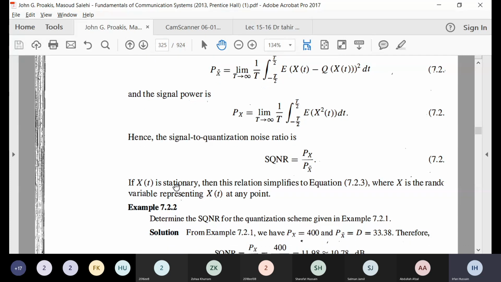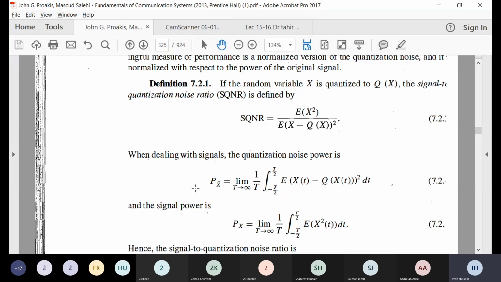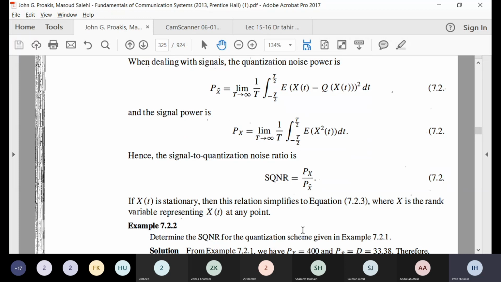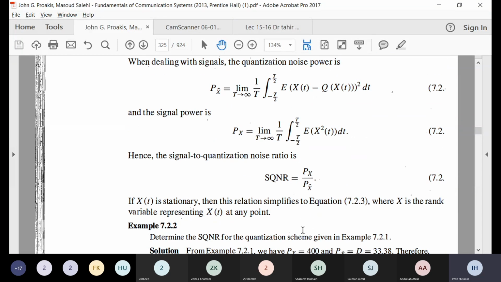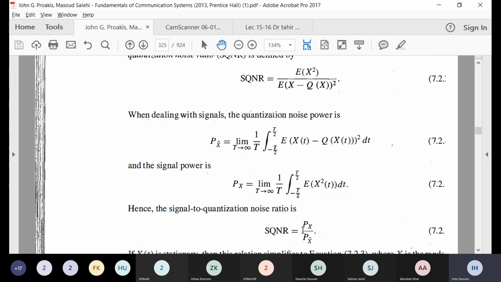And you can see here that if x(t) is stationary, then in that case SQNR will come out to be like this. So you don't have to take these integrations, but for that it has to be stationary. Otherwise you have to use the full integrals to solve them. X is a random variable representing x(t) at a point. So you can see the difference here. Here this was the random variable, while here this was actually x of t. This was a random process.